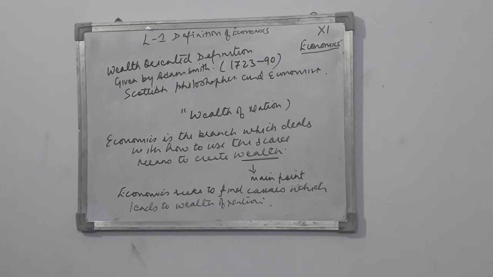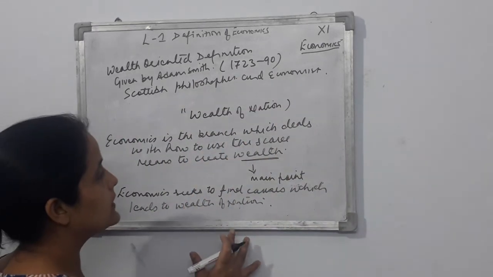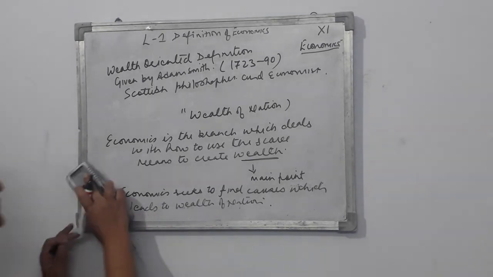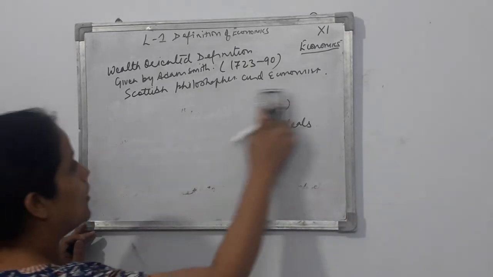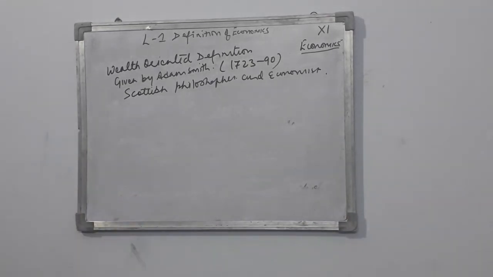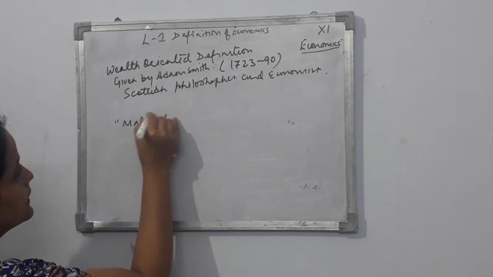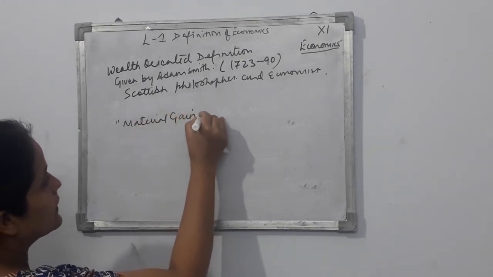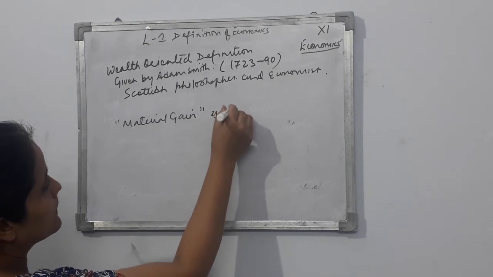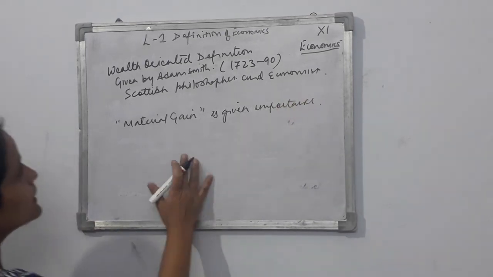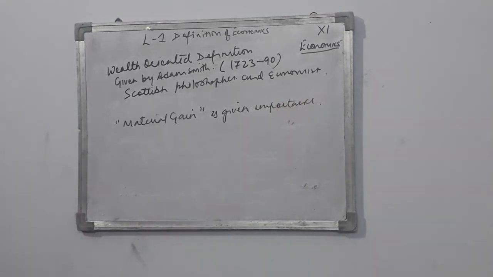The wealth definition of economics considered an economic man. The economic man tries to achieve his self-interest by increasing his material gains. So whenever we talk about the definition given by him, it talks only about the material gains of men. Here in his definition, only material gain is given importance. Right? So altogether, the Adam Smith definition talks about this only.